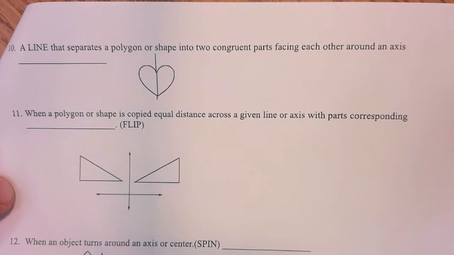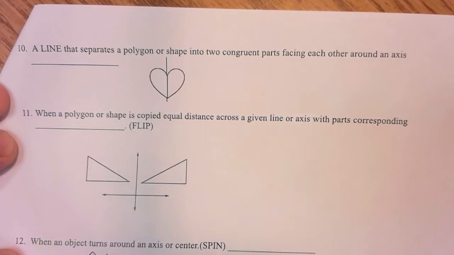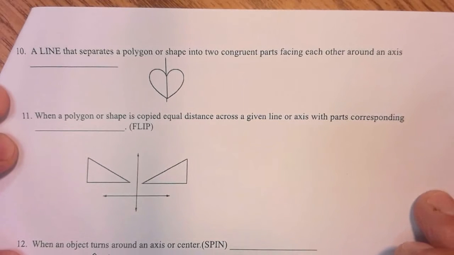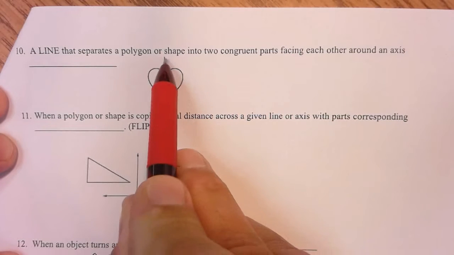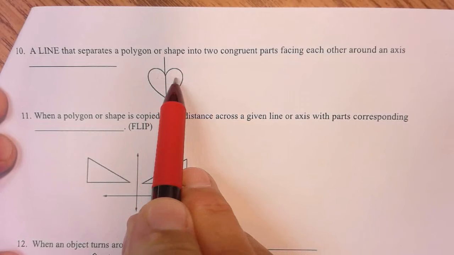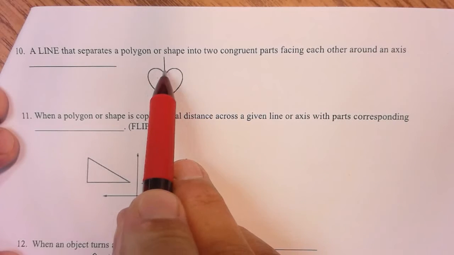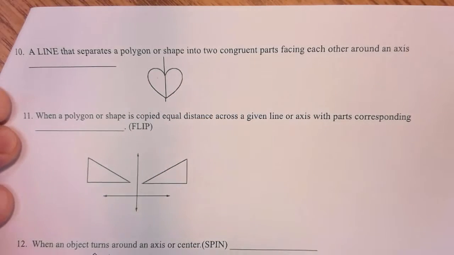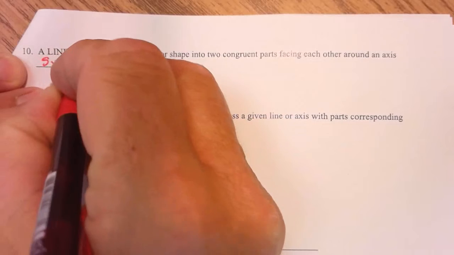Okay, continuing on page 2 of your packet, we've got a couple different things we need to talk about that really goes along with the coordinate system that we talked about earlier this year. One of the things that we're going to talk about is a line or axis that will separate a shape into parts that are congruent but face each other. Okay, for example, you could see that if we folded along this axis, these two parts of this shape would fold exactly on top of each other. This line is called a line of symmetry.